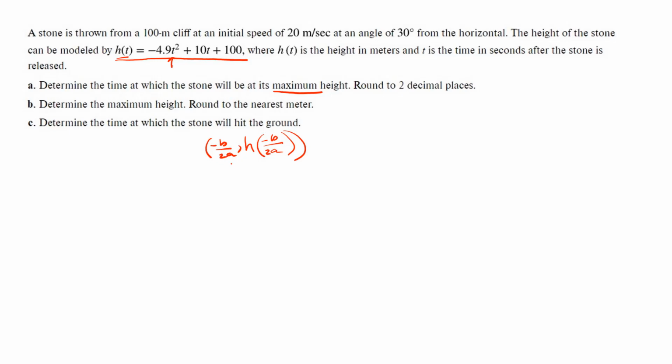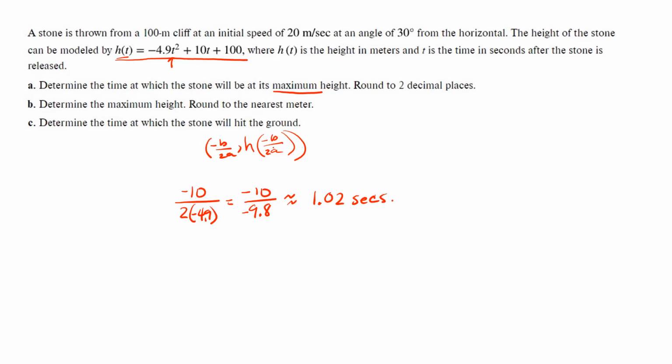So the x-coordinate, the t, is our x because that's what we're putting into the function. So from the function, b is 10, so negative 10 over 2 times a, which is negative 4.9. And so that's negative 10 over negative 9.8, which is about 1.02 seconds. So that is when it will reach its maximum height.